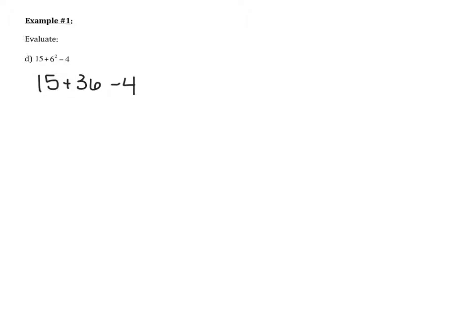So now I'm going to do addition and subtraction, whichever comes first from left to right, since I had no multiplication and division. So 15 plus 36 is 51. So then I will take 51 minus 4 to get my final answer of 47. And again, we'll see another example on the next slide.